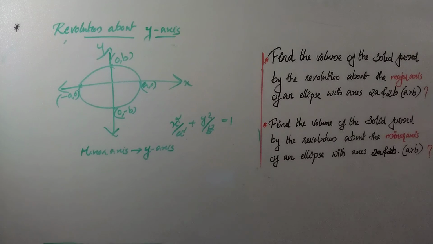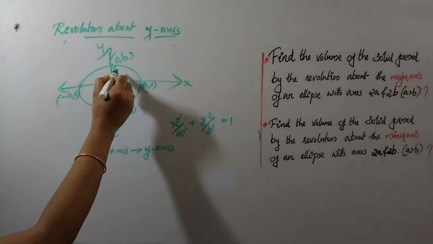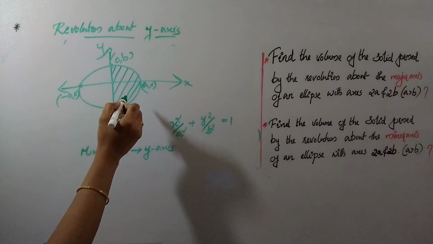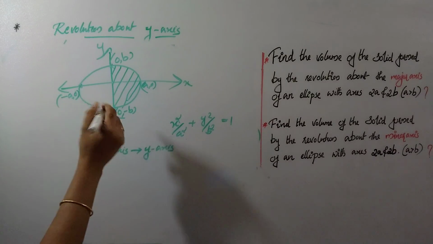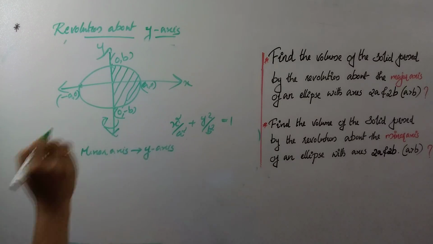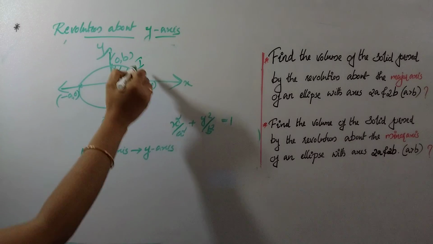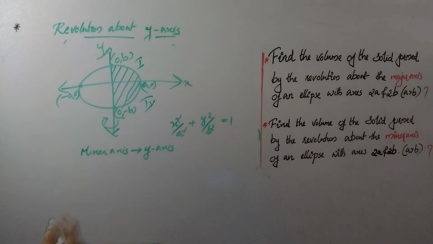The required volume is obtained by the revolution about the y-axis of the area enclosed by the portion of the ellipse and the y-axis. That is this portion of the curve. The shaded region is revolving about the y-axis. The area enclosed in the first and fourth quadrant is revolving about the y-axis. We obtain a volume of solid of revolution.